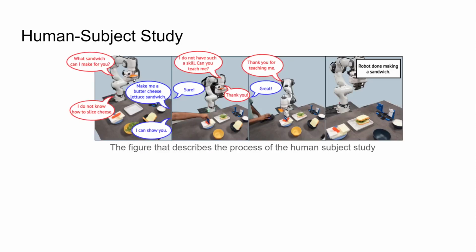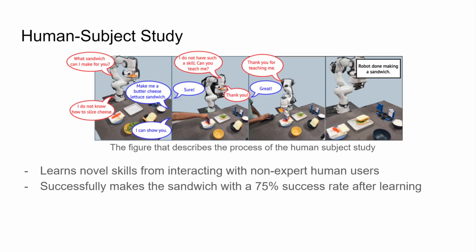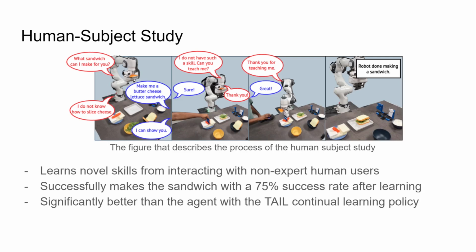We conducted a human subject study to evaluate our agent. With the human subject study, we show that our agent can learn novel skills from interacting with non-expert human users. Furthermore, our policy achieves a 75% success rate of making the entire sandwich, which uses both the pre-trained skills and the newly learned skill. The agent with our ActLoRA policy is also significantly better than the same agent with the TAIL continual learning policy in both objective metrics and subjective metrics.